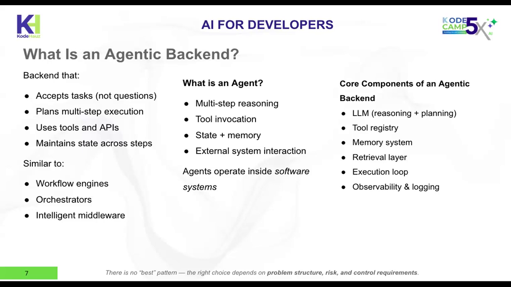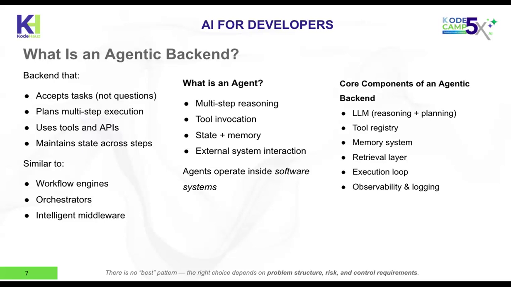So, this is more or less a recap of what we've already done these few weeks. The core components of an agentic backend are the same as the core components of an agent, plus the backend part, which we'll look at. The LLM, which is used for reasoning and planning, is part of the agent. The tool registry and the tool calls are part of the agent. The memory system that allows you to keep state and history is still part of the agent system.